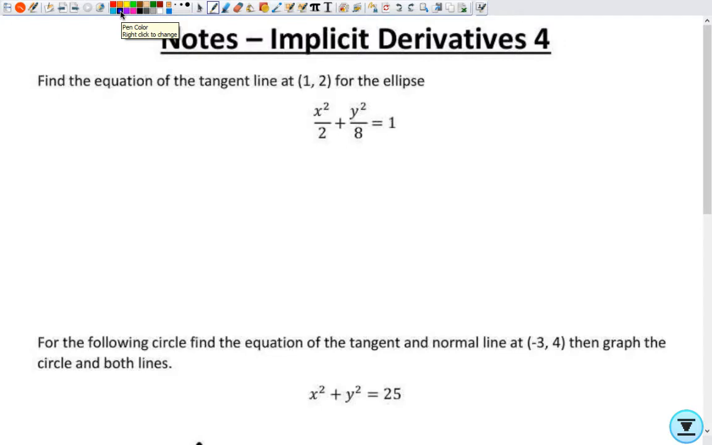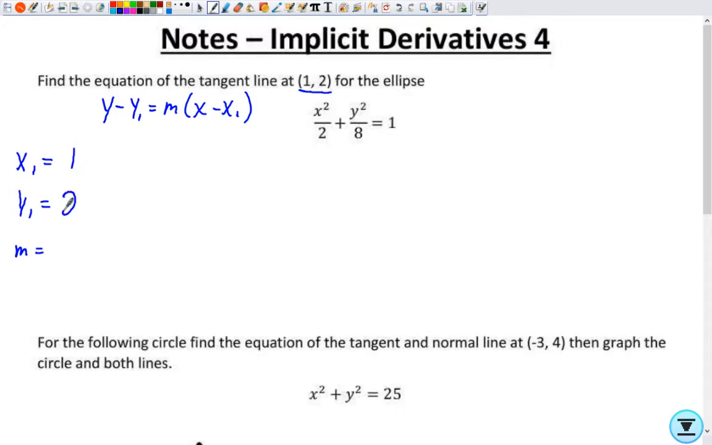So the first one says find the equation of the tangent line at (1, 2) for this ellipse. If we're finding the equation of the tangent line, that's this equation, y minus y1 equals m times (x minus x1). To do that, we need x1, we need y1, and we need the slope. Well, they gave us the coordinate (1, 2), so x1 is 1, y1 is 2. Now, the slope is nothing more than the derivative of the function.